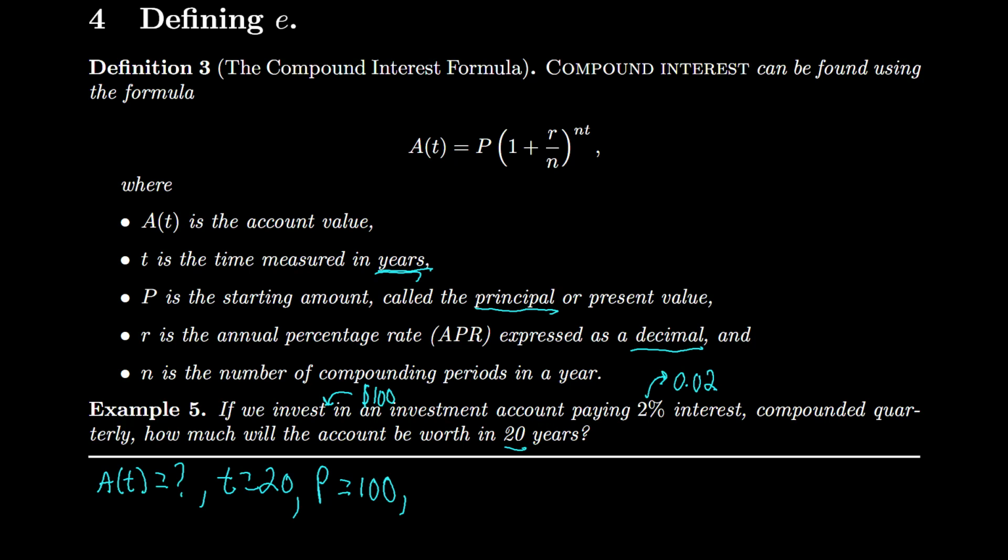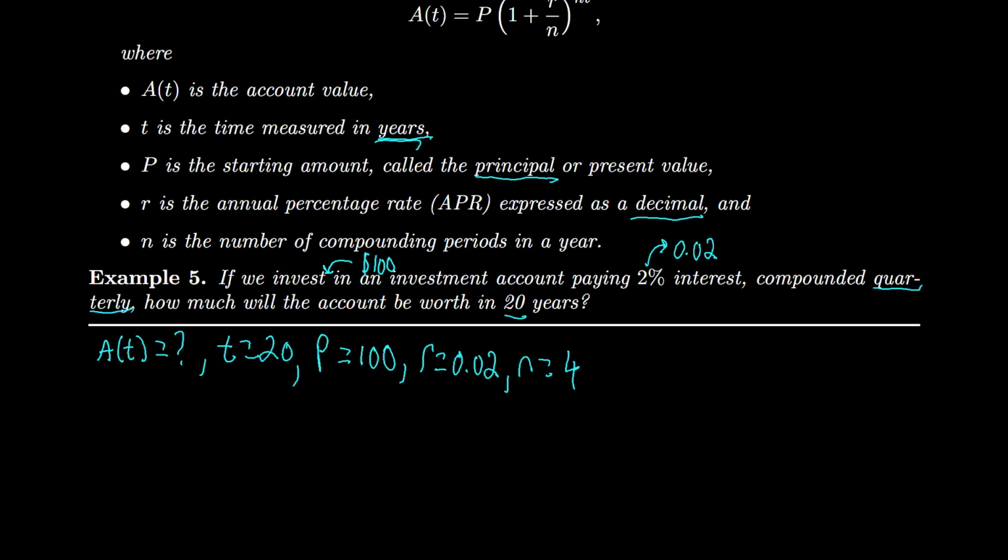And then the last thing that you need to know is r and n. r is the annual percentage rate as a decimal, so it's 0.02. Remember, always write that as a decimal. And then n is the number of compounding periods in a year. You're doing it quarterly. There are four quarters in a year, so n must be four. So we're going to use this information to solve. Coming down to get a little bit more space, let's just plug everything in. So A of t must be, and just plug everything in.